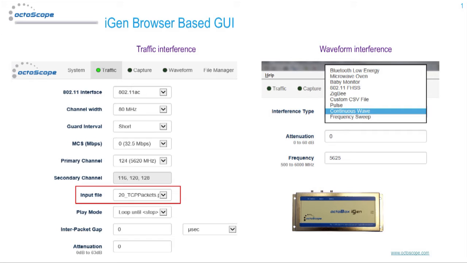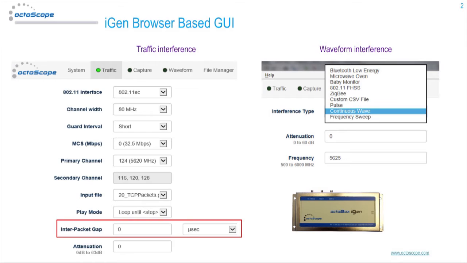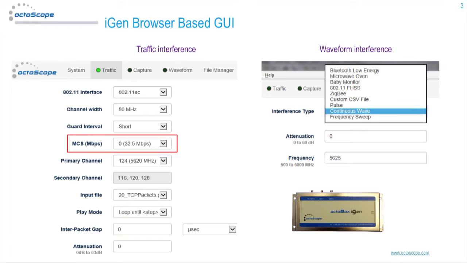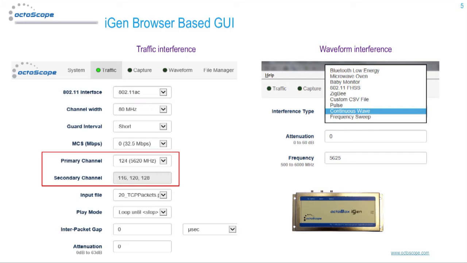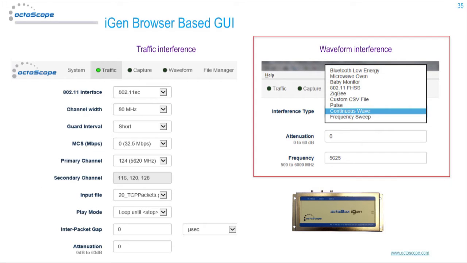When replaying PCAP files, the iGen offers powerful programmability, including interpacket gap, priority, modulation coding scheme, 802.11 standard, channel width, contention, and more. Waveform interference, as shown on the right, includes a variety of common waveforms such as Bluetooth, Zigbee, radar, and more, and can be further customized via user-loadable CSV files.